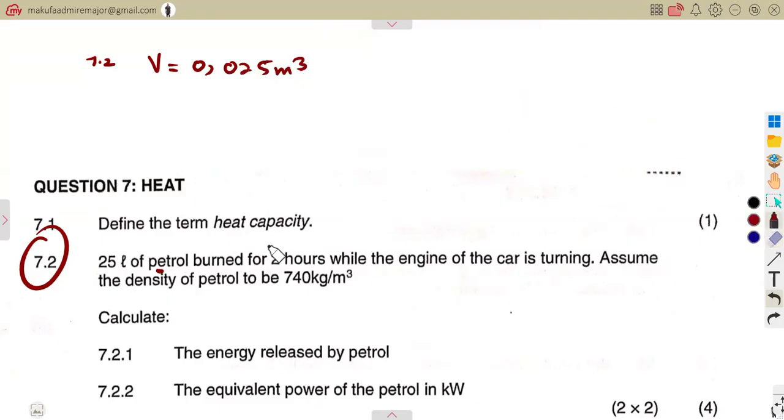What else are we given? It is burnt for 2 hours. That is the time frame. 2 hours. Okay, we can convert this to seconds depending on the information we'll see later on. Assume the density. So we are given the density as 740 kilograms per cubic meter.